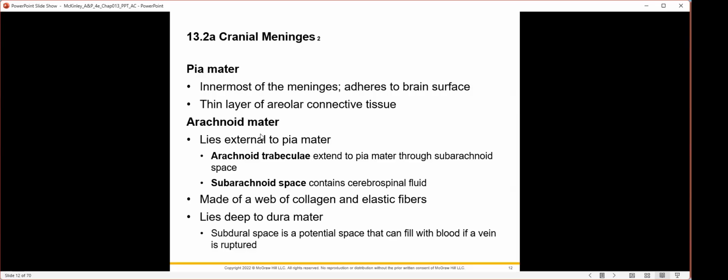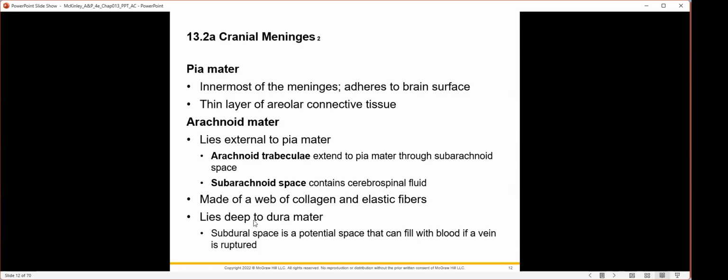Arachnoid matter is a little bit different. It's called arachnoid matter, and we'll see a picture in a minute because it makes these projections that look like spider webs. Those projections are called arachnoid trabeculae. And around this, there is what we call a subarachnoid space, underneath arachnoid matter, and that subarachnoid space can be filled with cerebral spinal fluid, CSF.